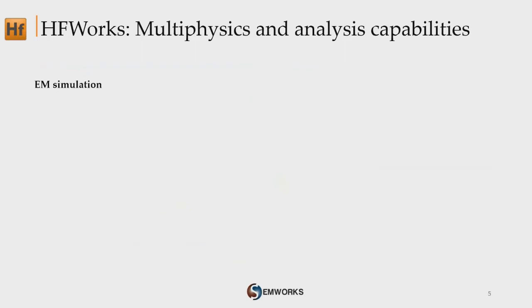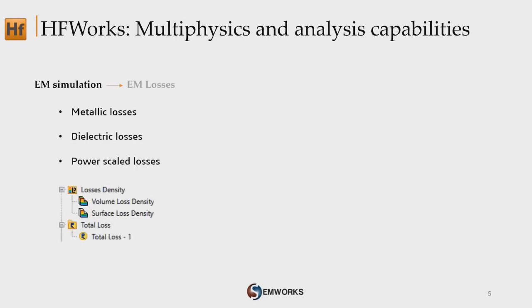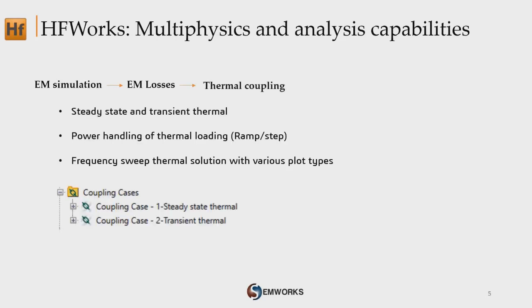Next, let's have a quick look at the sequential process of the simulation inside an HFWorks study with multiphysics analysis. As we already mentioned, we start with the electromagnetic simulation, which could be done with a single frequency or frequency sweep, with the ability of parameterizing your geometrical simulation variables and also wavelength parameterization. During it, power-scaled conductor and dielectric losses are computed and visualized. Those will then be fed to the post-processing thermal solver to compute and plot steady-state and transient thermal solutions.